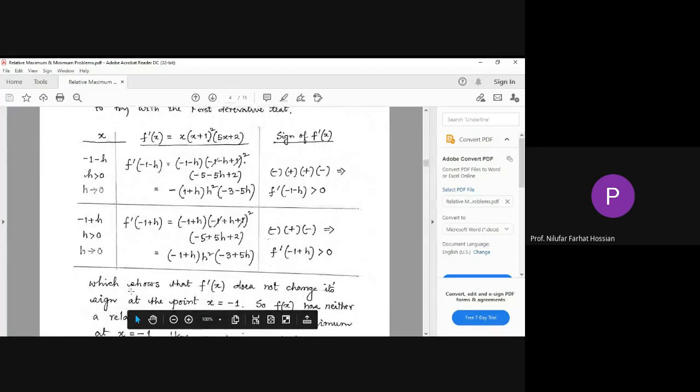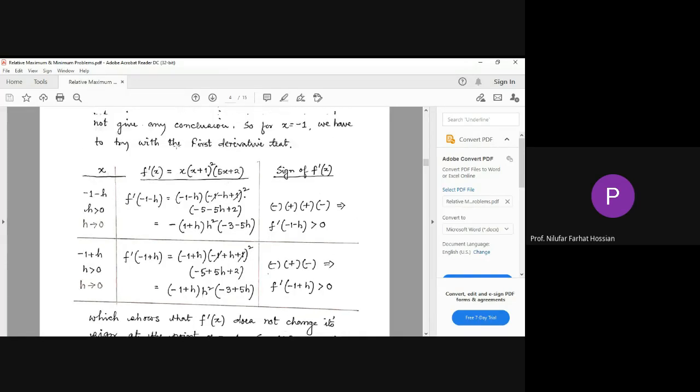So let us make a table. Remember, our point is minus 1. So we will take a point which is less than minus 1. So minus 1 minus h, and h is a positive number, h tends to 0. This will be same for each. H positive and h tends to 0. And we have to check the sign of f prime. Remember, not of f double prime. You have to determine the sign of f prime x.